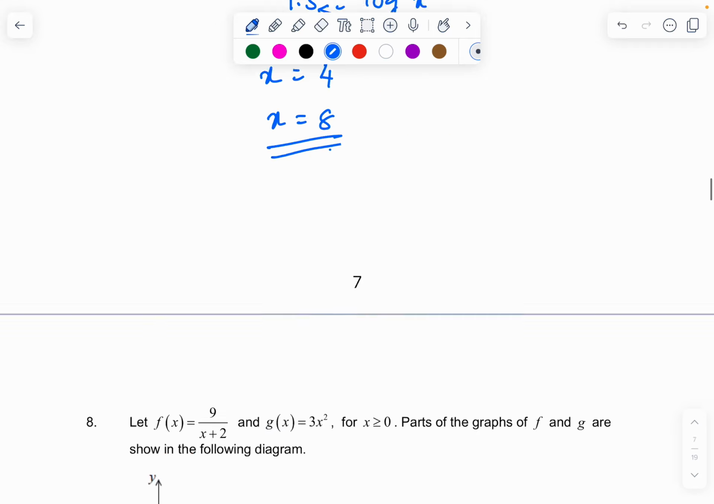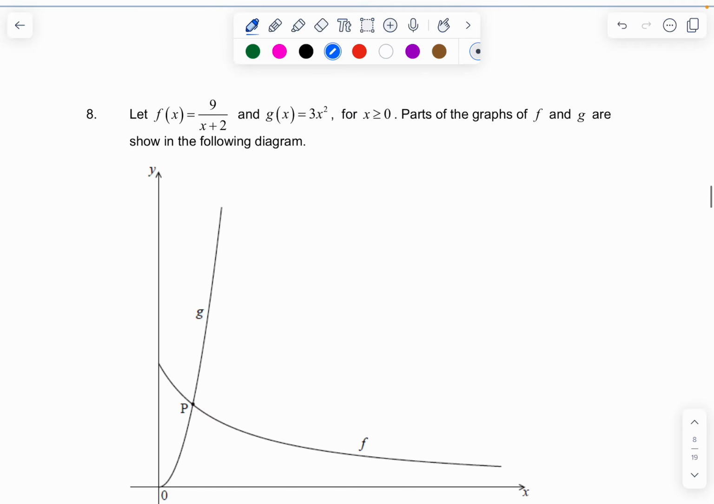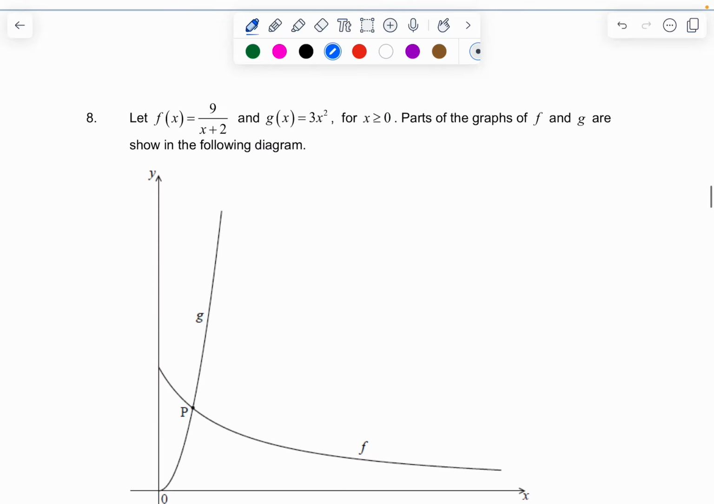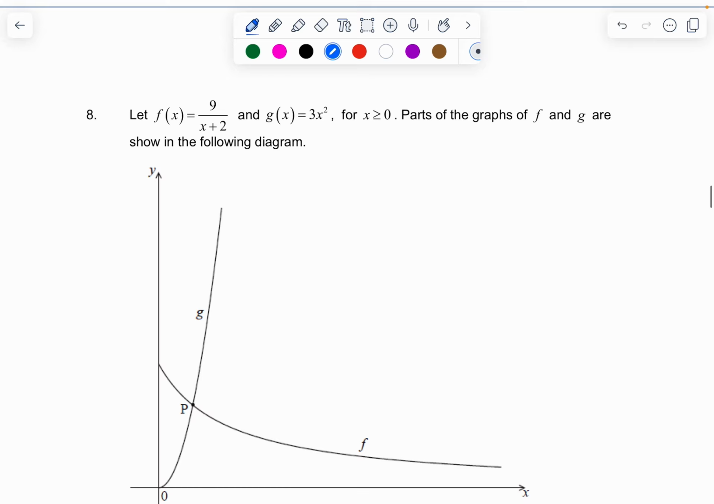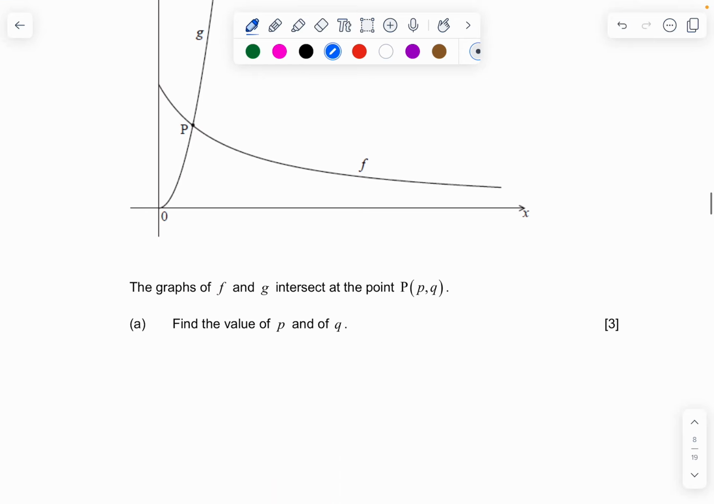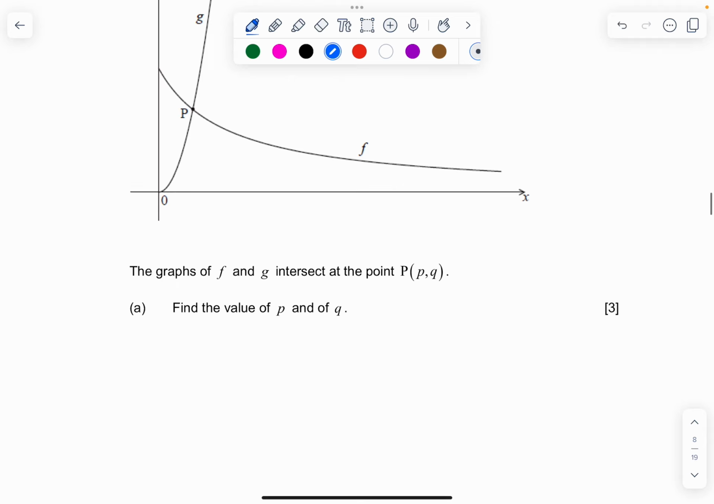Answer is 8. Question number 8. Given f of x equal to 9 over x plus 2 and g of x equal to 3x squared, where x is greater than or equal to 0, parts of the graph of f and g are given. Okay, so the diagram is already given. So now you need to find this point of intersection.